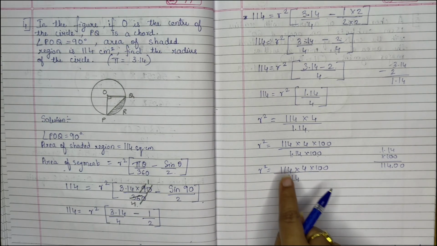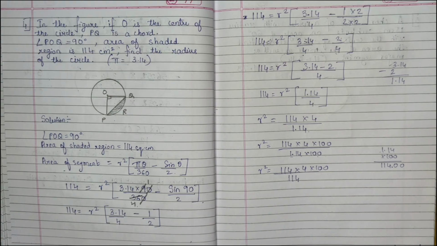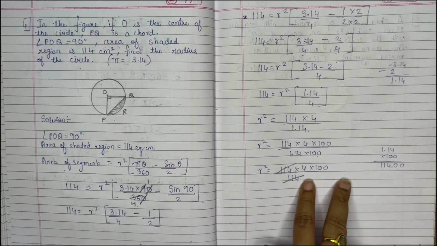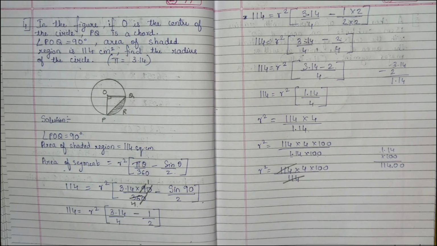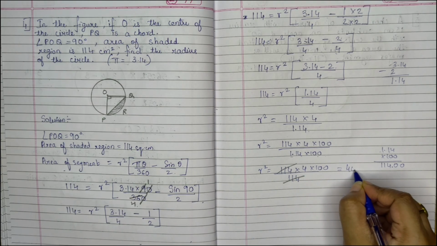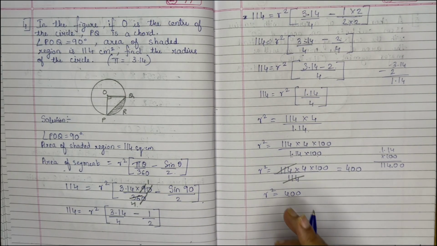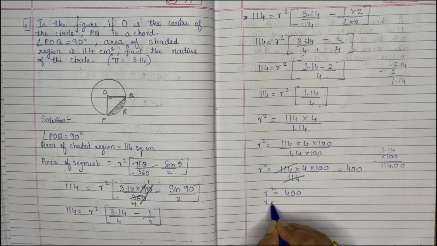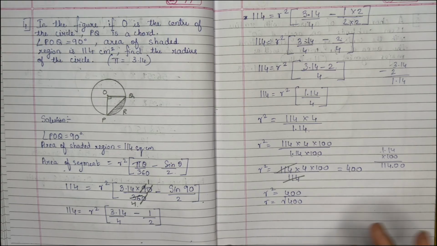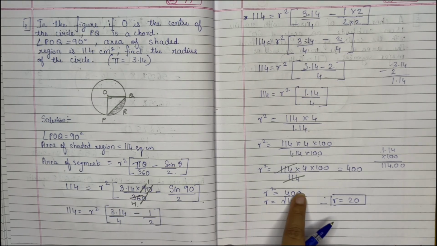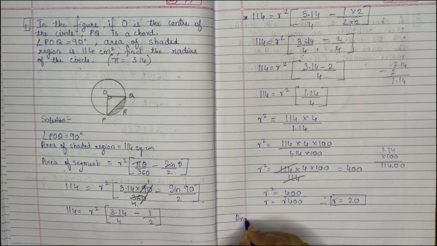Now see, 114 and 114 is common over here. We can reduce that, so cut this and cut this. What is remaining? 4 multiplied by 100, which is equal to 400. That means r square is equal to 400. Now taking square root from both the sides, square root of 400 is 20. So therefore r is equal to 20. The radius we got is 20. Understood? So that is what we had to find.